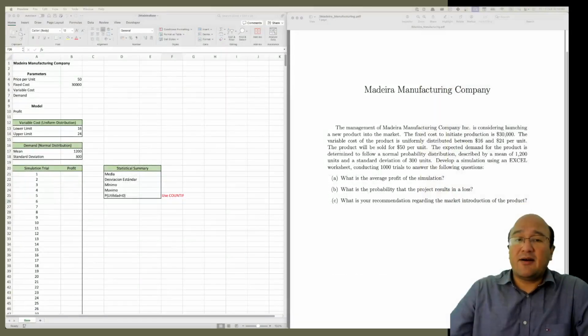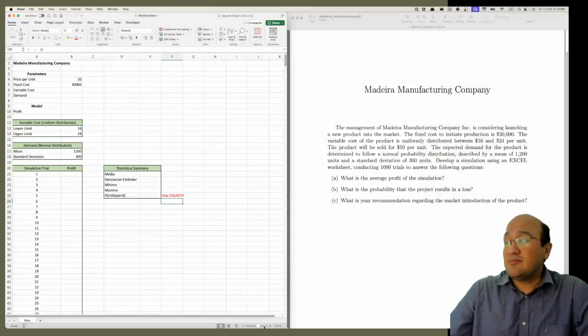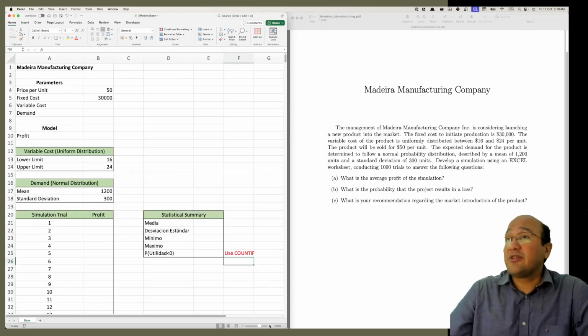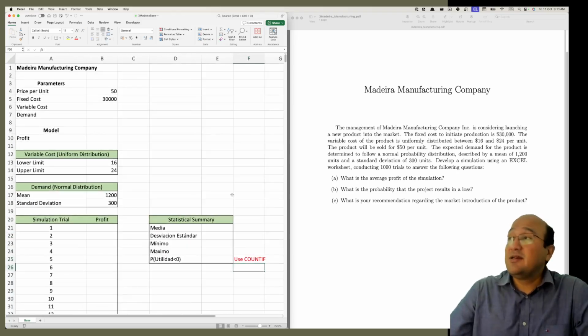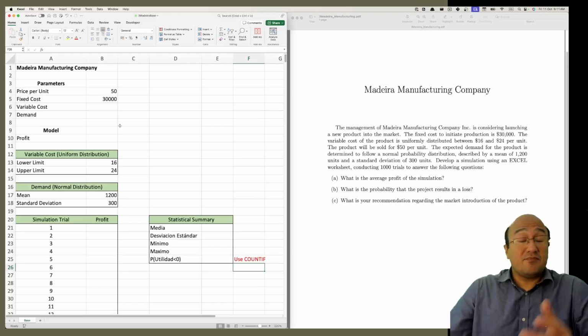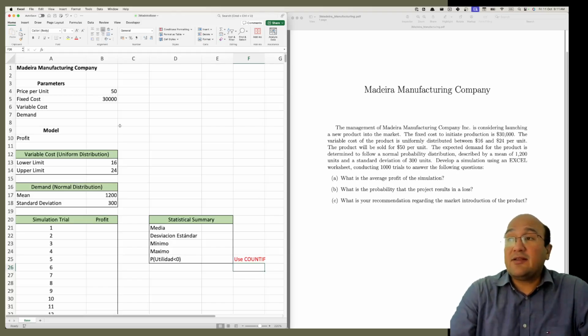I have prepared a worksheet model for this case. Here it is. The important thing is to calculate the profit. In order to calculate the profit, we need to know the variable cost and the demand. Those two variables are random variables. We don't know what number or what result we will have in those variables.